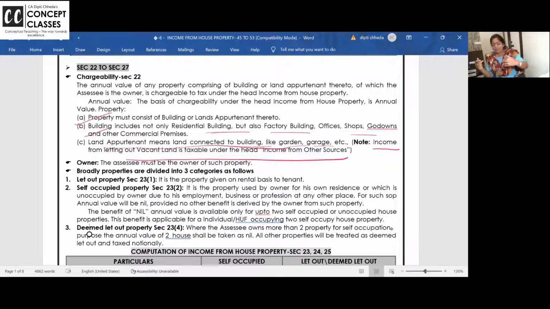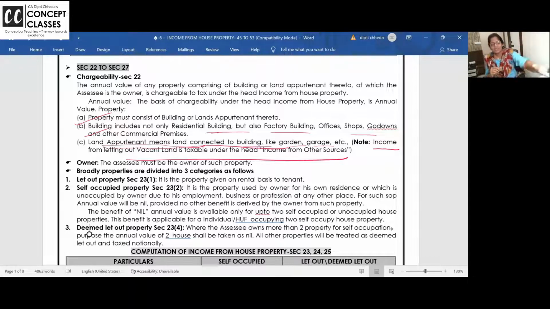But if you have a building, attached to that you have 2 parking spaces and you don't have a car, so to your neighbor you have given your open car parking space, or in your 1 car parking space you have allowed someone to open a saloon. So like this, if you are getting rental income for land appurtenant to building, it's taxable here.